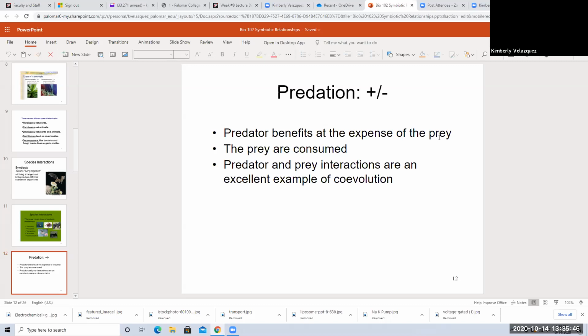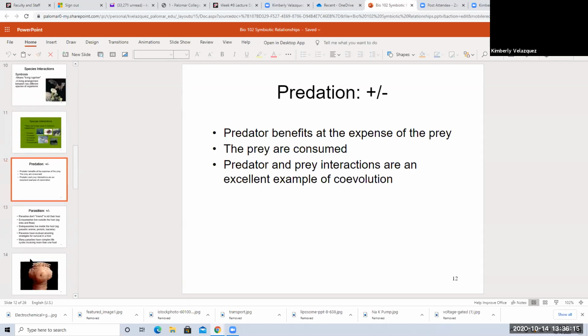The prey are consumed, and really predators and prey have closely co-evolved because predators have to develop adaptations for catching their prey, and prey have to have adaptations for escaping or hiding from predators. So very closely related in terms of their adaptations, very closely related in terms of population abundance. And that's something that's closely studied in community ecology and population ecology.